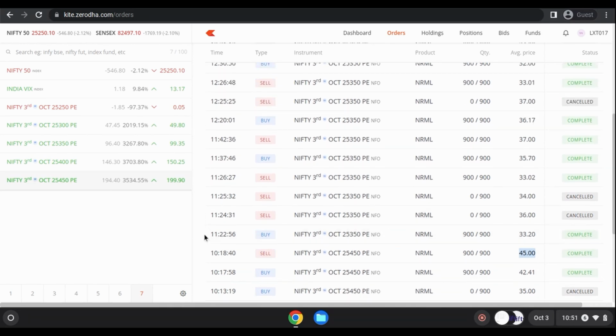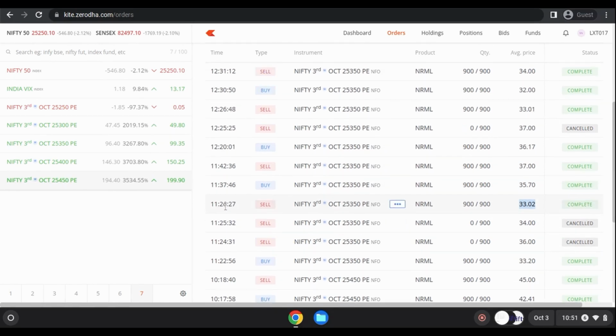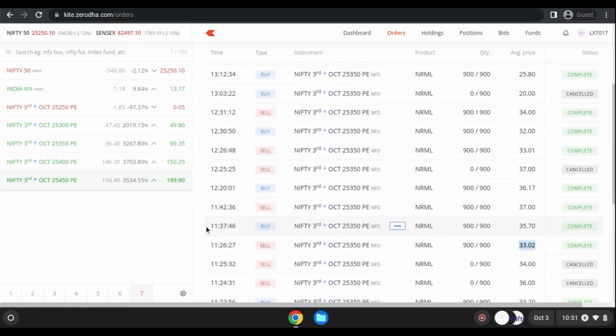And then again I've entered the trade at 11:22, and I've exited the trade at 11:26. I've entered at 33.20, but I've exited at 33.02. I've lost a point here. That's alright. And the next at 10:37 a.m. I've again entered at 35 rupees, and then again at 11:42 a.m. I've sold that at 37, again 2 points.